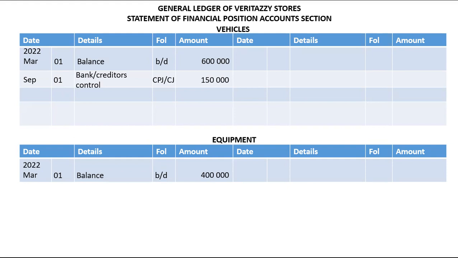That means our vehicles do not amount to 600,000 anymore. They now amount to 750,000. That 750,000 will represent the balance of vehicles that we have at the end of the year, which will be, I think that should be 28th of February. The balance carried down of 750,000. When we start our new financial year, the balance brought down for vehicles will be that 750,000.